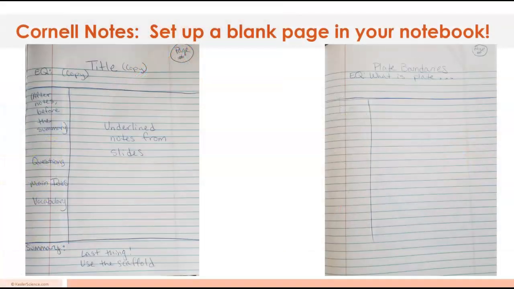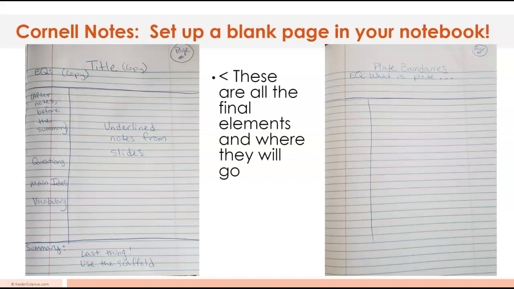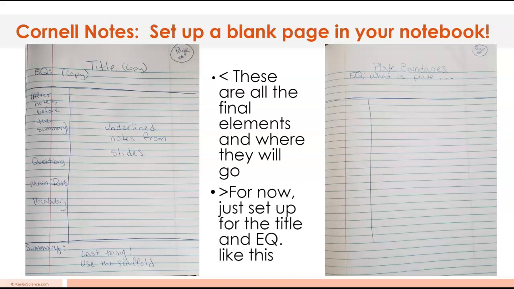So we're going to set up some generic Cornell notes like we did last week. On the left you can see what all the final elements are going to look like and where they're going to go. On the right, this is what I want you to set up for now. Just put whatever page number you're on in your notebook in the corner.